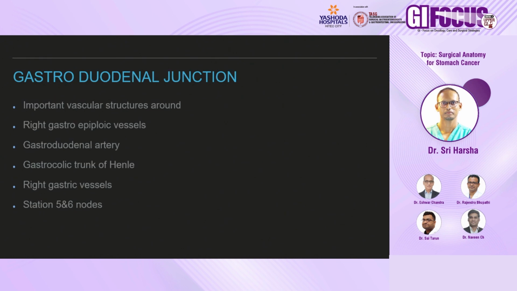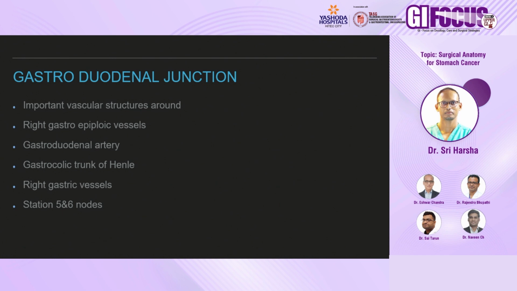The gastroduodenal junction mainly has important vascular structures around, and there are dense vascular arcades around. Of special interest are the right gastroepiploic vessels. As we all know, in cases where we need to do a stomach pull-through, this is the vessel that we need to preserve. The gastroduodenal artery that lies posteriorly gives out the right gastroepiploic vessels, and the GDA is the most common artery that bleeds in peptic ulcer disease, though not significant to the malignancy aspect, but still relevant.